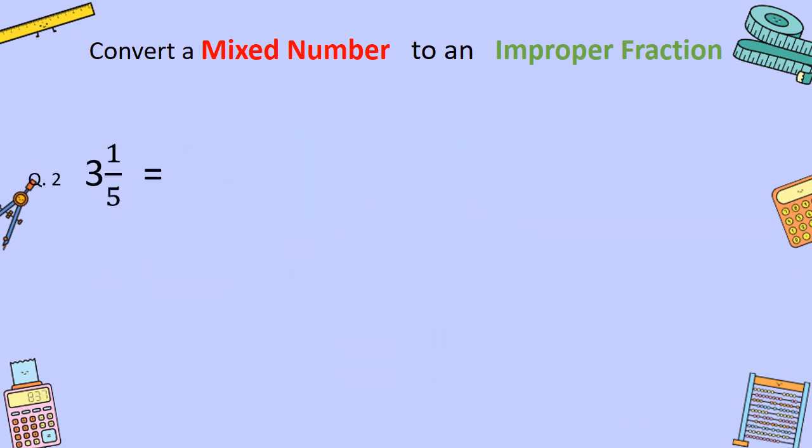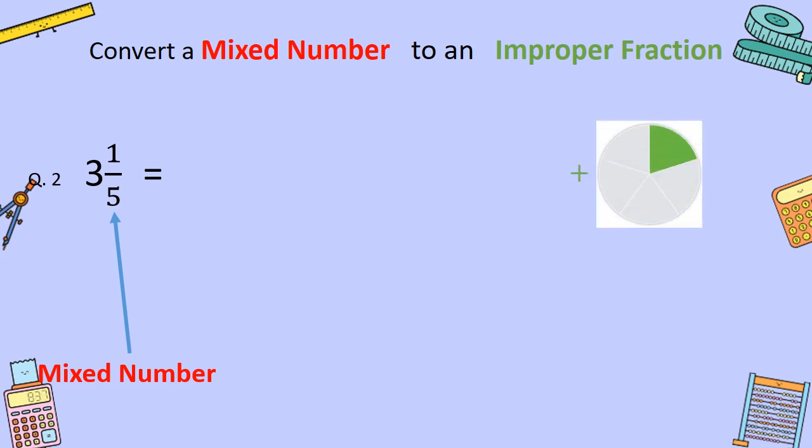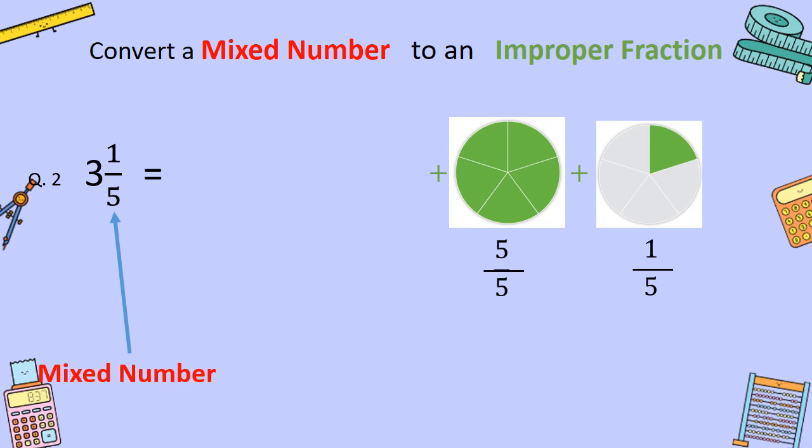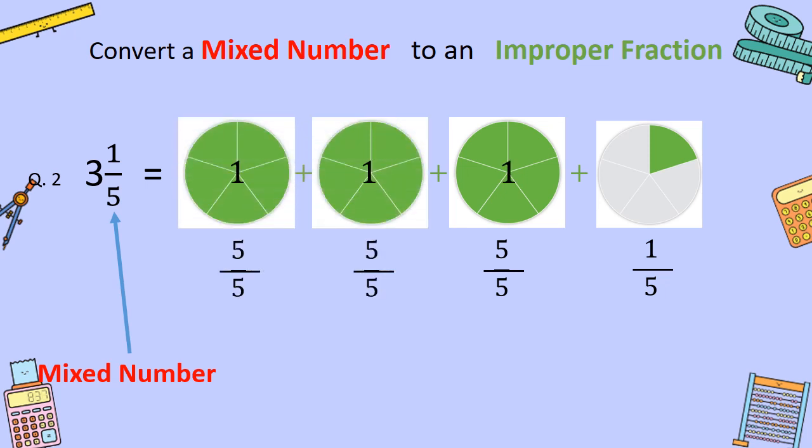Look at the second example, 3 1 by 5. We know 3 1 by 5 is a mixed number, and it is made of one fraction of 1 by 5 plus a whole fraction of 5 by 5, which is the same as 1 whole, and two more whole fractions, because you have 3. Now 3 is 1 plus 1 plus 1, which means 1 whole fraction plus 1 whole fraction plus 1 whole fraction, which is 5 by 5, 5 by 5, 5 by 5.